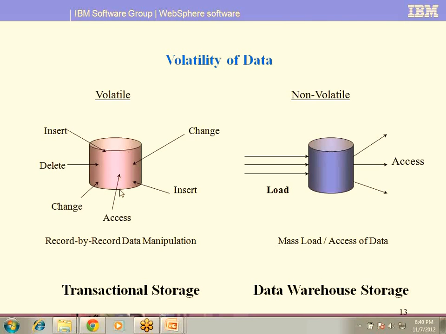That is simply what we call non-volatile data. The data which we maintain in the data warehouse is not going to be updated for every normal change. It's going to be updated only for major changes. That is simply what we call non-volatile data, meaning data warehouse data is non-volatile.